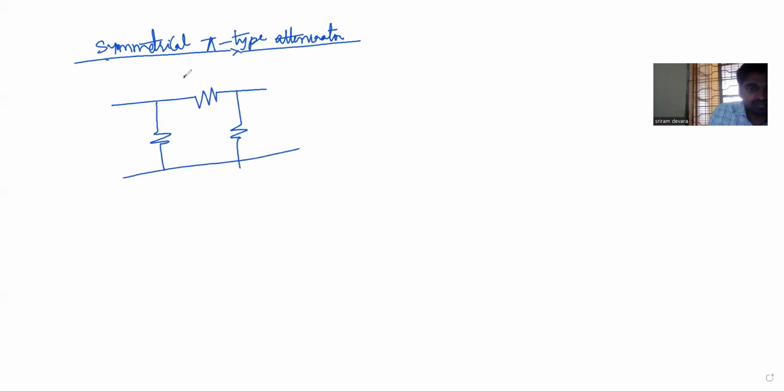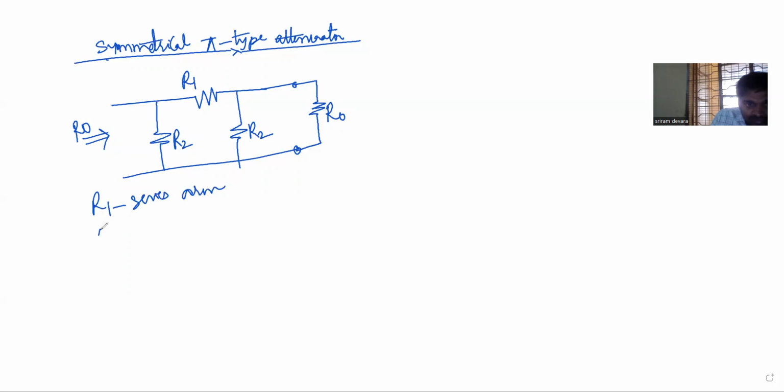The series arm is R1 and the shunt arm is R2. Here, this is perfectly terminated with its terminating impedance, which is R0. If it is perfectly terminated, the input impedance is also R0. This is how the series and shunt arms of the attenuator can be specified. R1 is the series arm and R2 is the shunt arm.